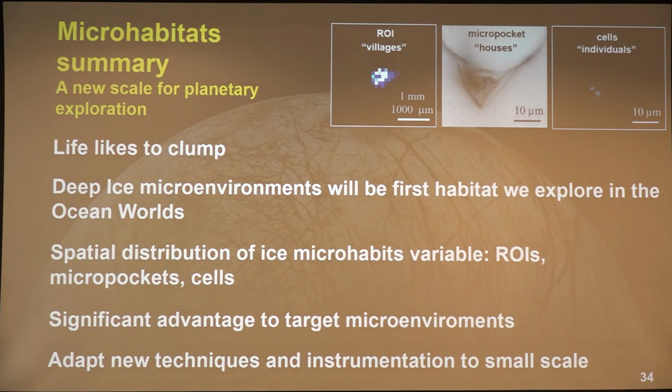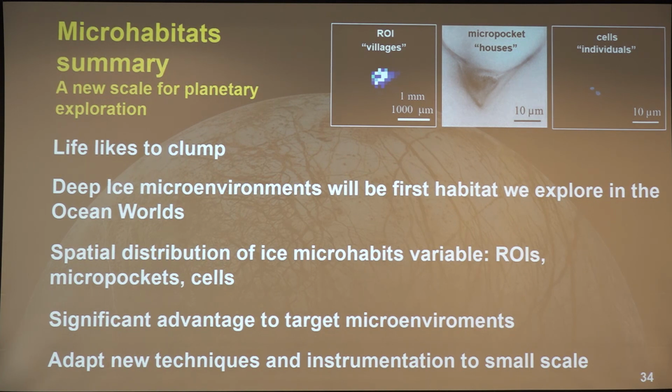And I'm going to summarize it all up now by saying that one of the things that we found is that life likes to clump. So there are these tiny little microhabitats. The spatial distribution of these, we have 3 sets. We have the ROIs, we have the micropockets, we have all the way down to the cells. There could be even higher orders of organization that we don't know about.